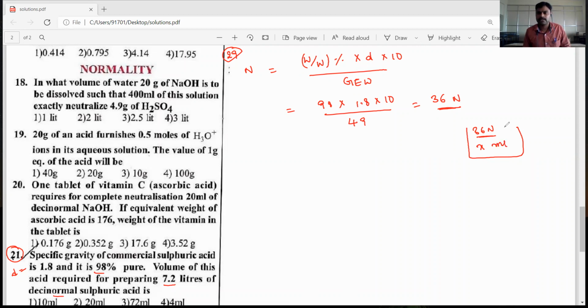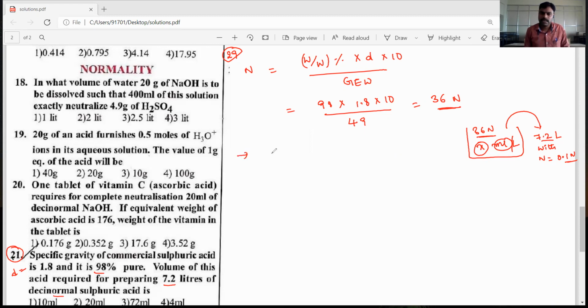From this they are taking, then it is diluted into 7.2 liters with normality 0.1 normal, they give. So how much volume of X we need to take? How much ml of original solution we have to take and dilute with 7.2 liters of water, meaning its final volume becomes 7.2 liters.